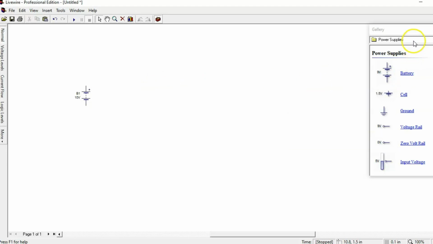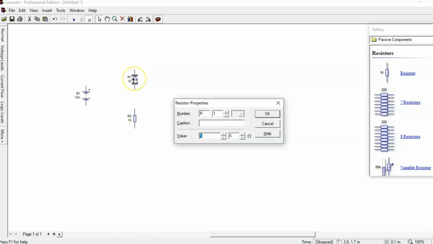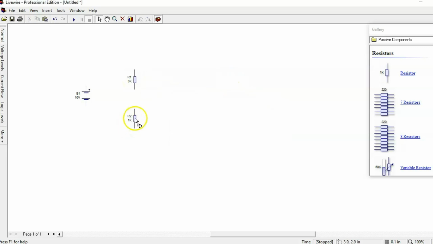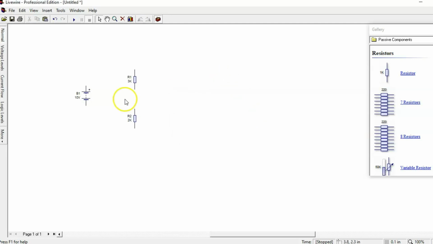Then we have our passive equipment, the resistor. Let's take this resistor. Take this other resistor too. And let's call this resistor 3 kilo ohms, and let's call this resistor 2 kilo ohms. We loop them together.